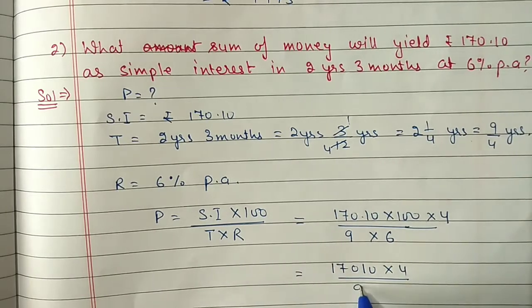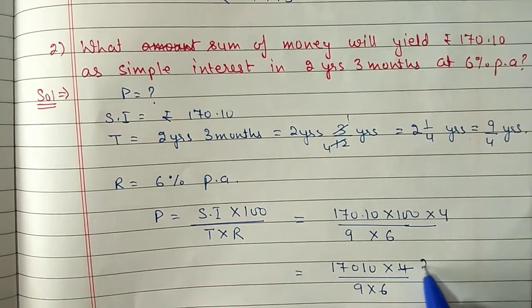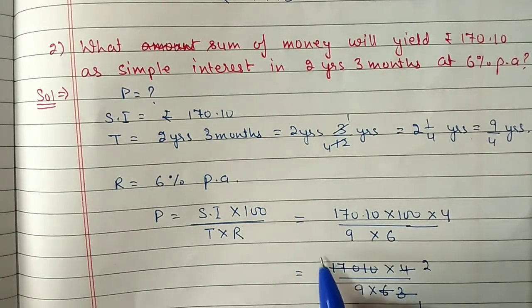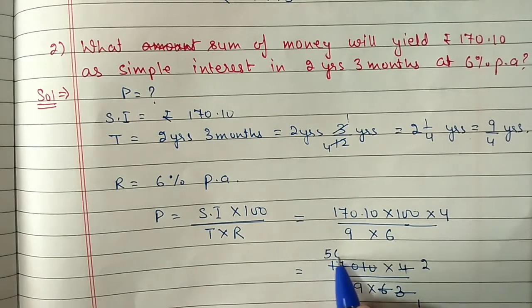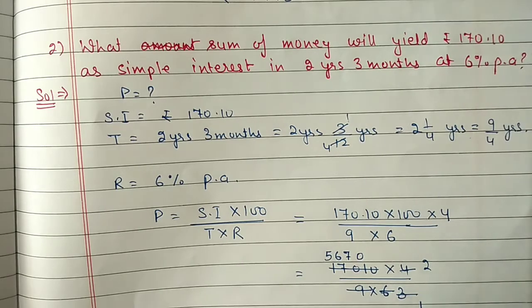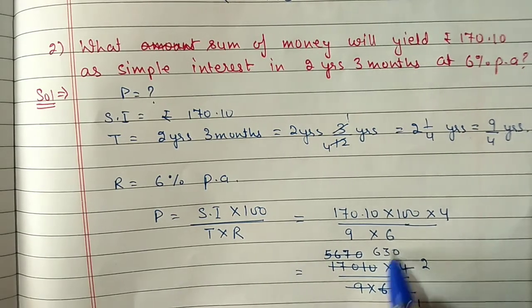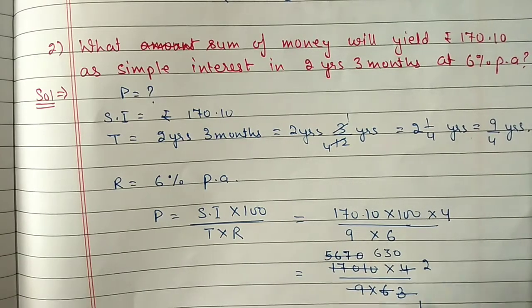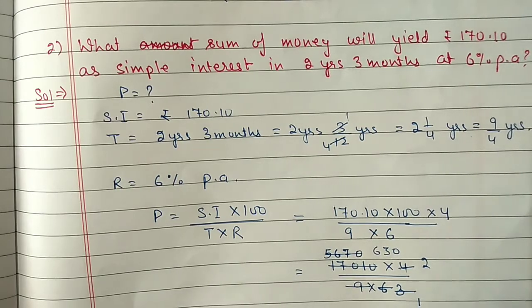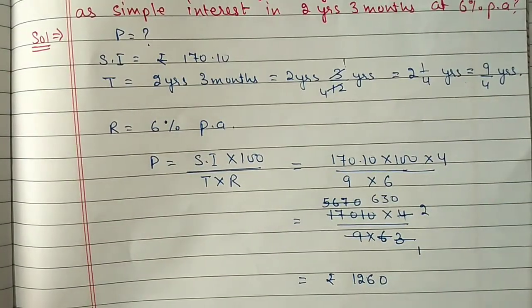2 decimal places will be removed after multiplication with 100. Then 4 by 9 into 6. We can cancel out 2 and 2, 2 and 3. Then 3 ones are 3, 3 fives are 15, and 3 sixes are 18, 3 sevens are 21, and 0 as it is. Again with 9 we can cancel, 9 sixes are 54, 9 threes are 27, and 0. 630 into 2 will get 1260 rupees. This is the principal amount.